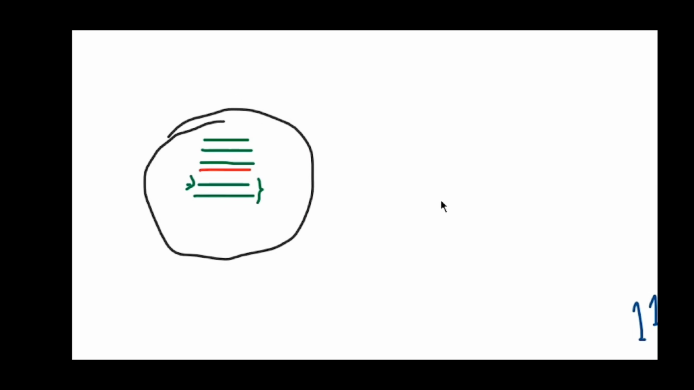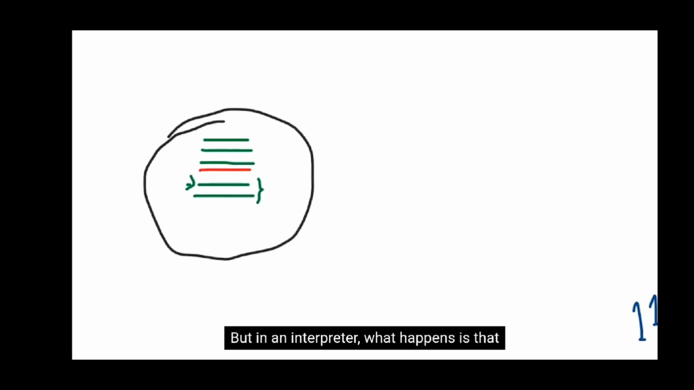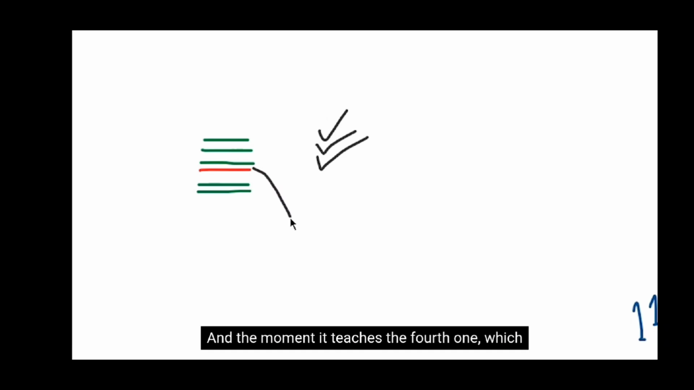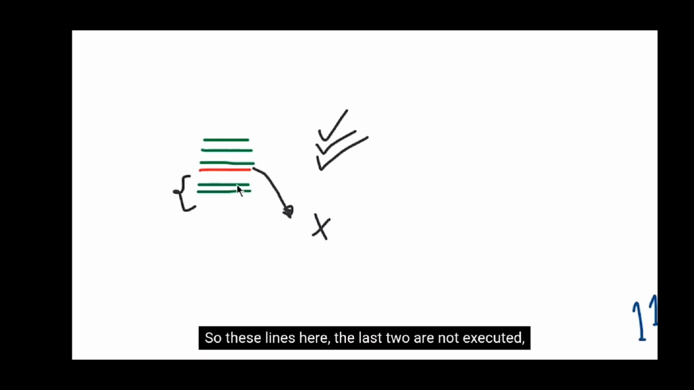They would get executed. But in an interpreter, what happens is that an interpreter goes over the code line by line. So first it checks this line. First one, it says it's okay. Then it goes to the second line. It says it's okay. It goes to the third one. It says okay. And the moment it reaches the fourth one, which has an error, it says, uh-oh, there's an error. We can't go any further. And it throws that error towards you. So these lines here, the last two, are not executed.